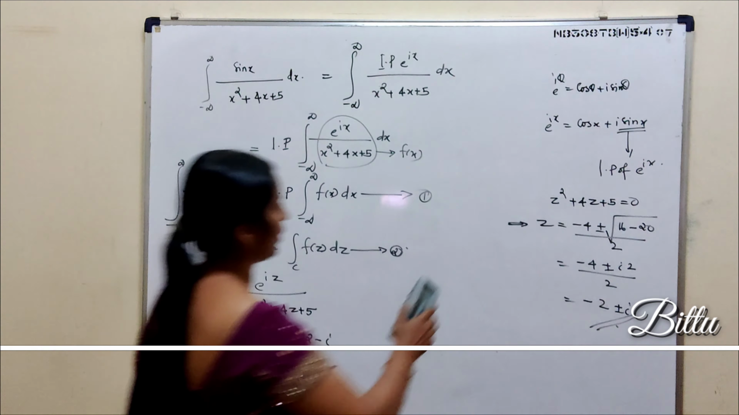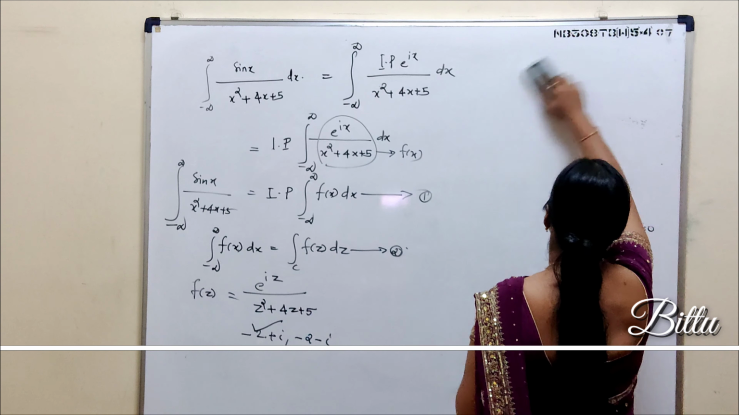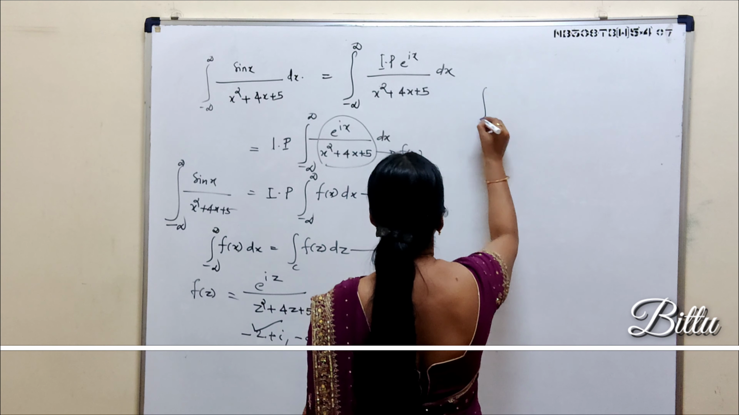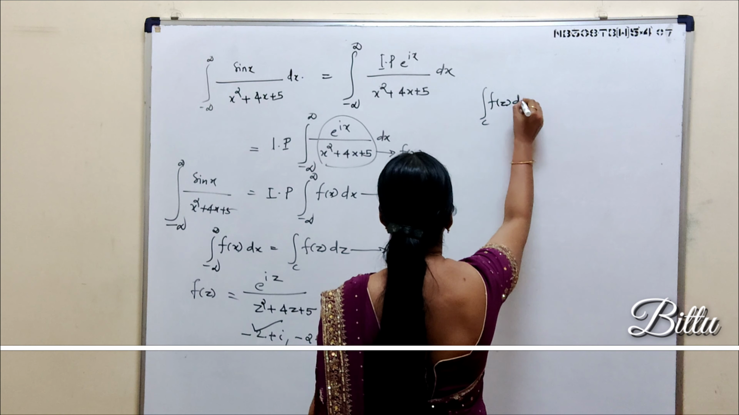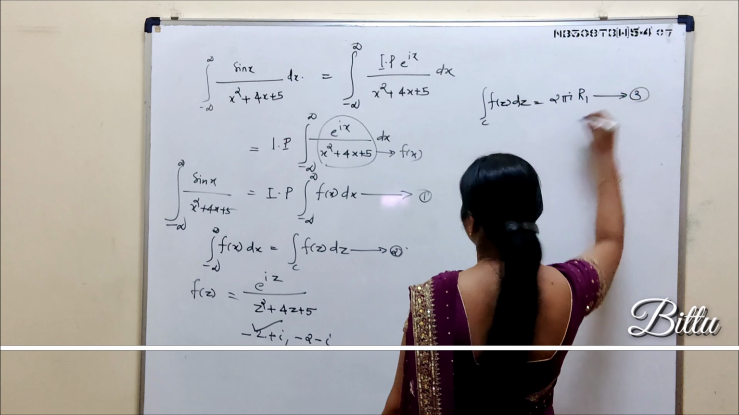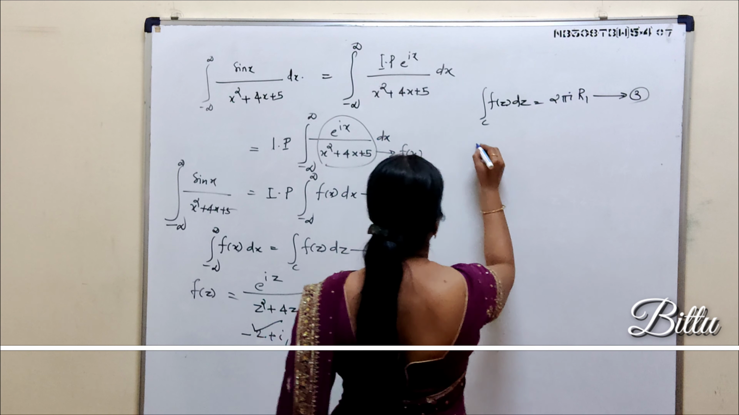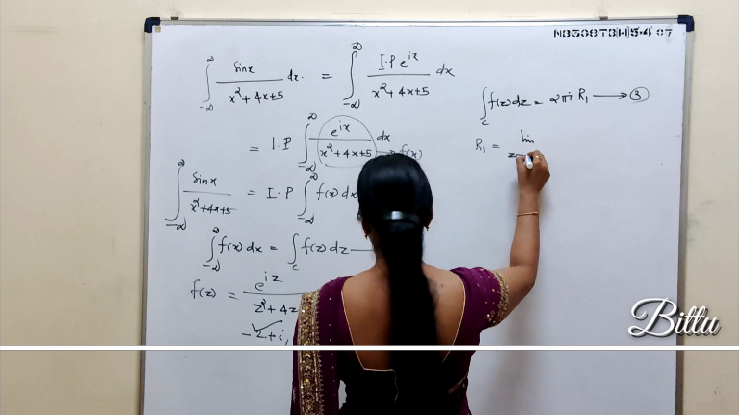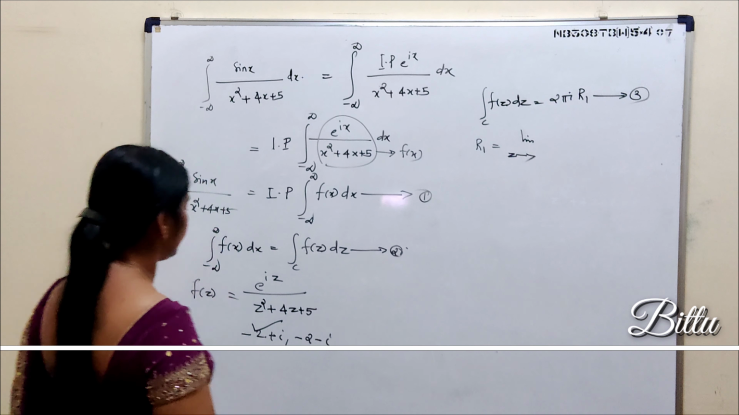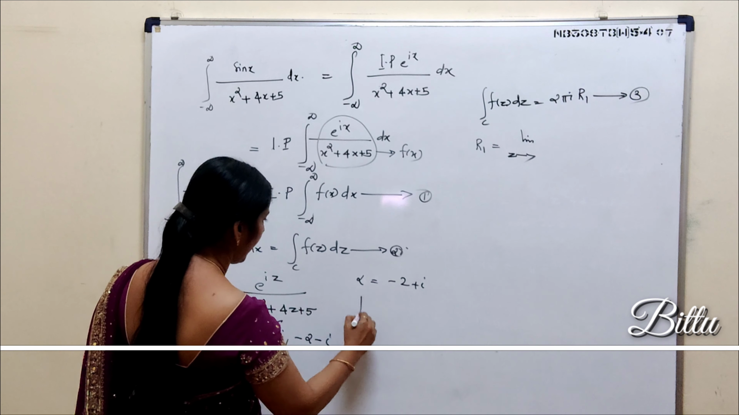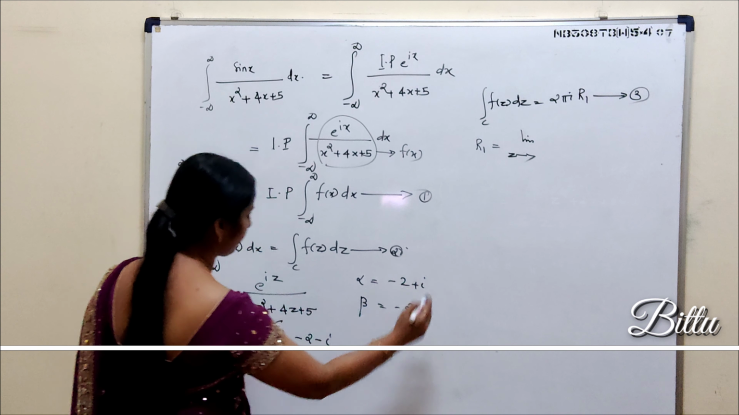So by the residue theorem, we can write integral over C f(z) dz is 2 pi i into R1. That is equation number 3. Next we have to find R1. R1 is the limit as z tends to alpha. For the convenience of the calculation, you assume alpha equal to minus 2 plus i and beta equal to minus 2 minus i.